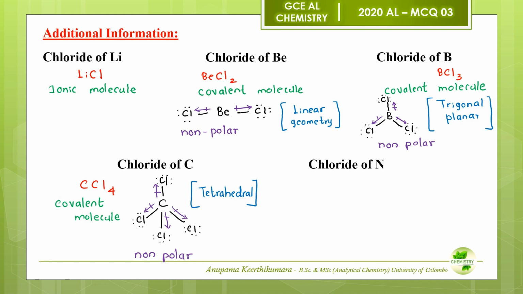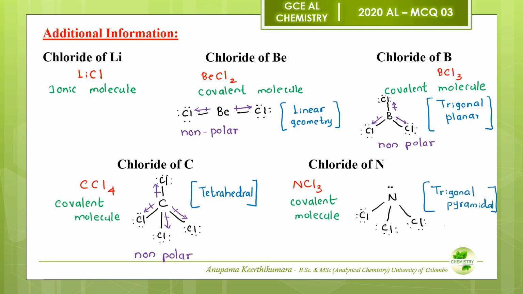Chloride of nitrogen is NCl3. It is a covalent molecule. According to the Pauling scale, chlorine is more electronegative than nitrogen. Therefore, the N-Cl bond is polar. But because of this trigonal pyramidal geometry, this molecule has an overall dipole moment. In other words, NCl3 is a polar molecule.